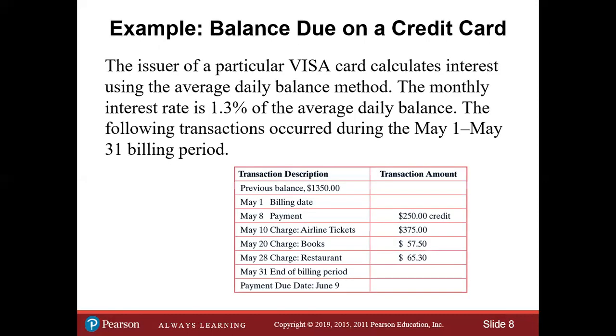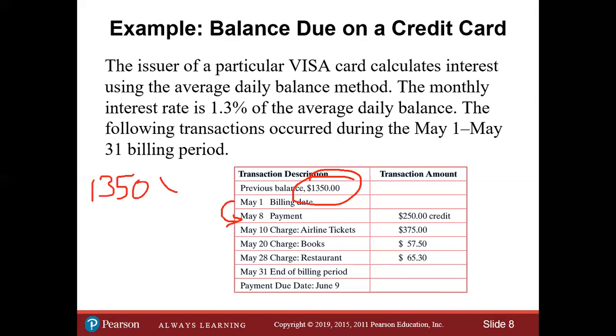go back up. The previous balance was $1,350. So at the beginning of the month, that is the unpaid balance. So from May 1st to May 8th, when the next transaction occurred, it was $1,350 for those first 7 days. So we have this $1,350 times 7 days.